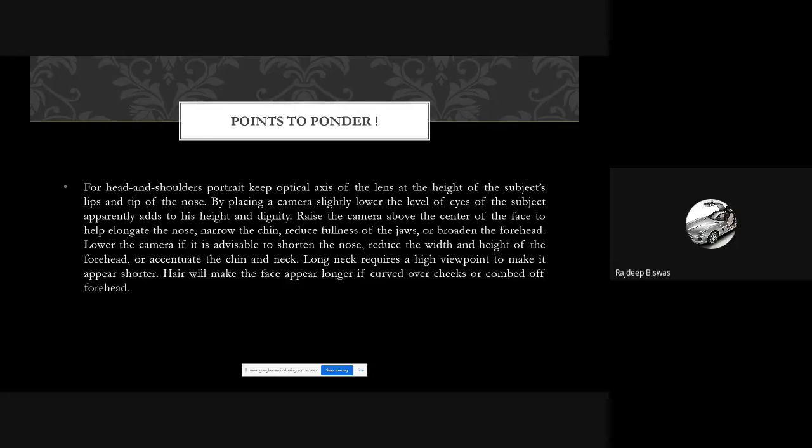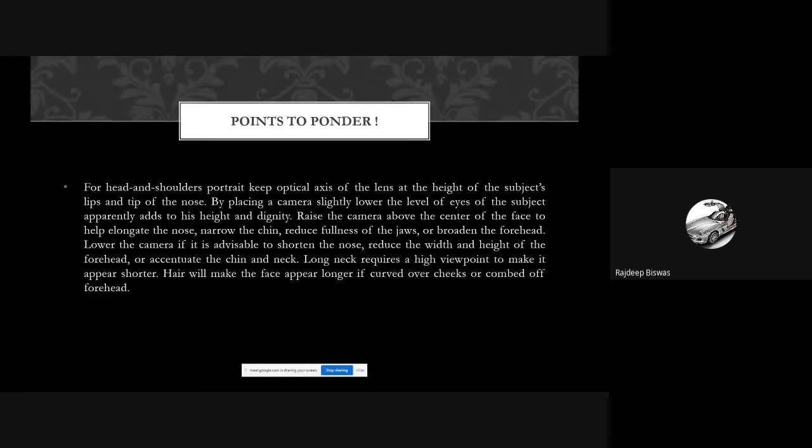A person whose cheeks are very heavy, if I'm raising the camera level, the cheeks will look very short. It's actually a way that we do it. Reduce the fullness of the jaws or broaden the forehead. Likewise, if I'm lowering my camera, the nose looks short.